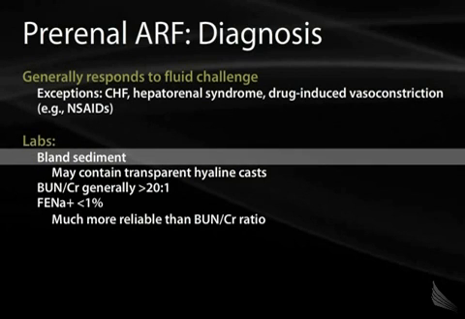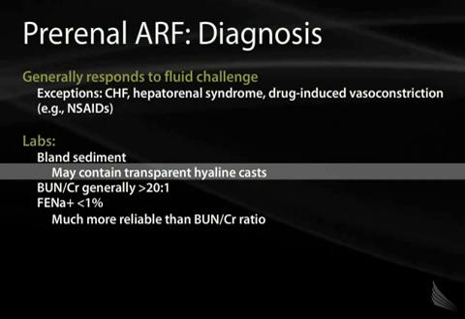One is a bland urinary sediment. As we said, the renal tubules are intact, and so we should not see the presence of any cast formation. One exception is the presence of hyaline cast, which can suggest, again, low urinary flow rates, but specifically red blood cell, white blood cell, or coarse granular cast should not be seen.